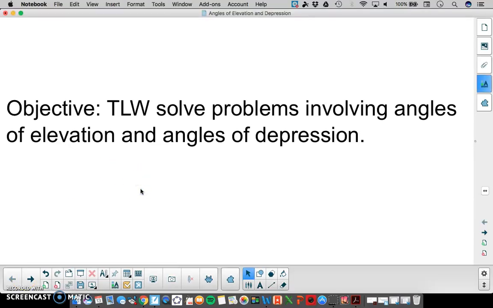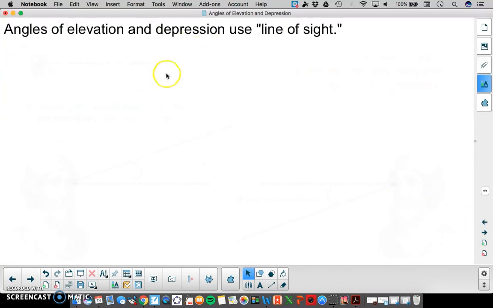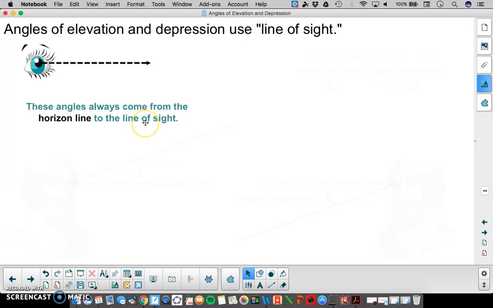In this video, the learner will solve problems involving angles of elevation and angles of depression. So first we need to understand what those angles are, and those angles of elevation and depression are going to use what's called line of sight. So when we have someone looking at something, your eye's line of sight is what your eyeball is lining up with. These angles are always going to come from the horizon line to the line of sight.